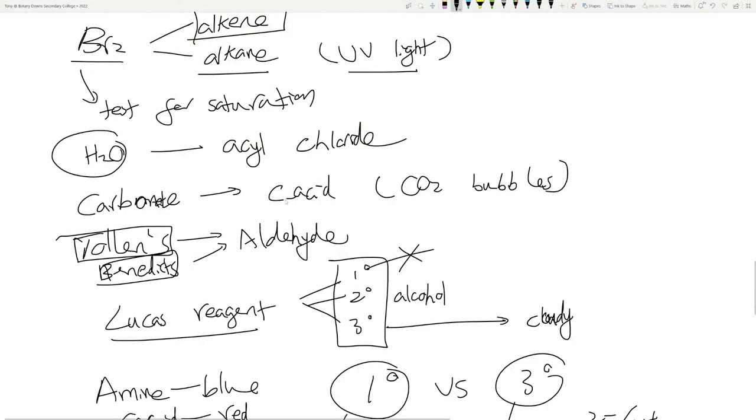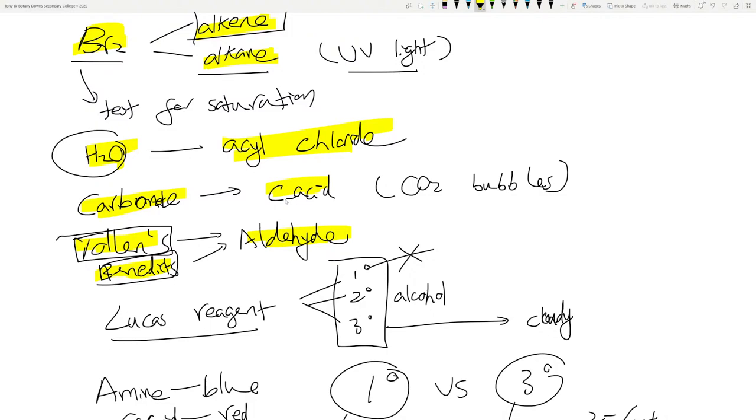So for observations, you need to know this for sure. You need to know what products these make. For carbonate, yeah. Tollens reagent, yeah. Benedict solution, yeah. For these, you just need to know, for example, aldehyde turns into the carboxylic acid. Carboxylic acid plus a carbonate turns into the salt, carbon dioxide, and water. The acyl chloride makes COOH plus HCl. The alkene makes dibromo or bromo alkanes, for example.